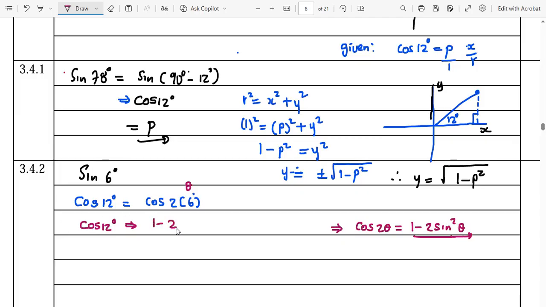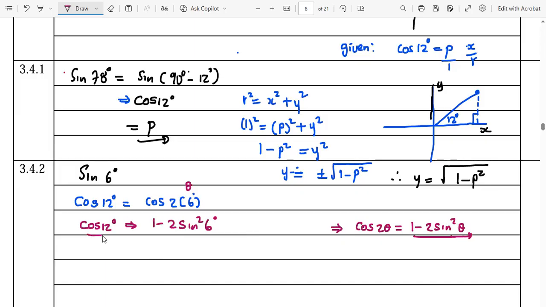So this tells you that we can write the cos 12 degrees to be equal to 1 minus 2 the sine squared of what? Remember this is like saying cos 2 theta, and our theta is 6. So this will be the sine squared of 6 degrees. You see now, you just have to solve for sine 6. Then you're good to go. So let's solve for sine 6.